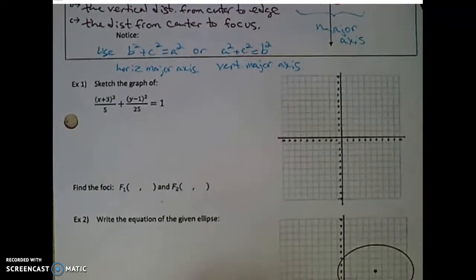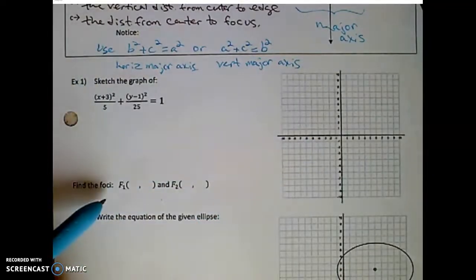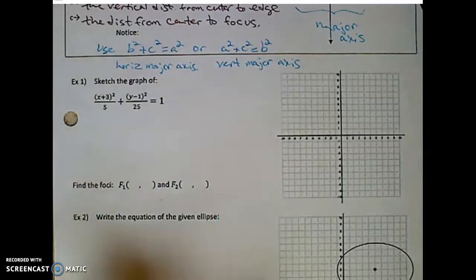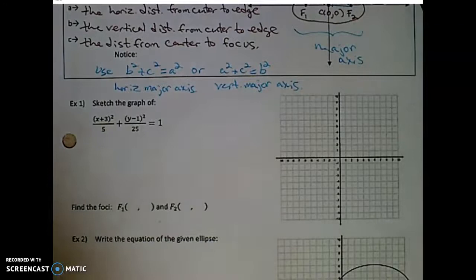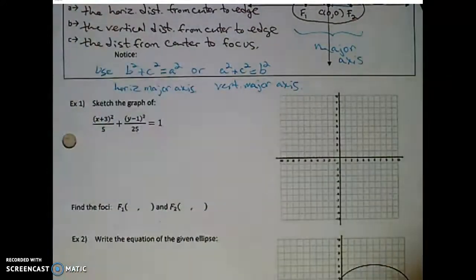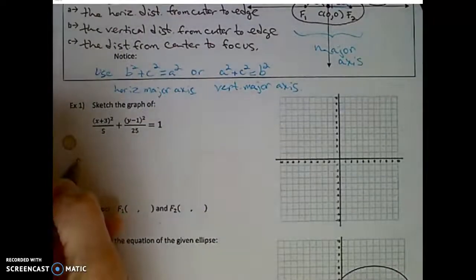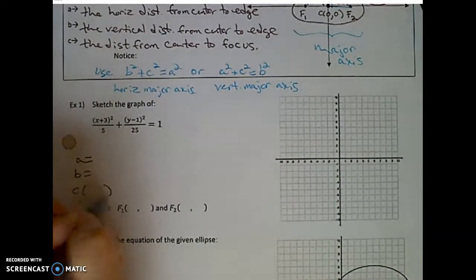All right, thanks for working through some things with us, and keep pausing as you go. I'm going to ask you to sketch the graph of this ellipse here, and then we're going to find the foci. Remember, C is the distance from the center to the focus. Alrighty, start to sketch this ellipse. Please find A and B and the center, and start to plot.